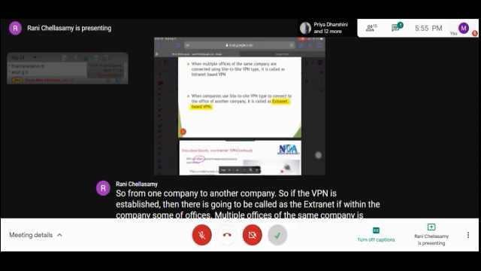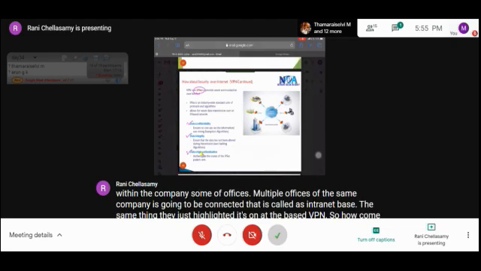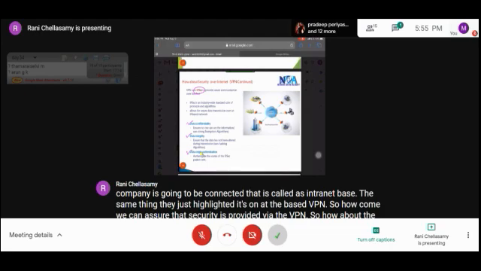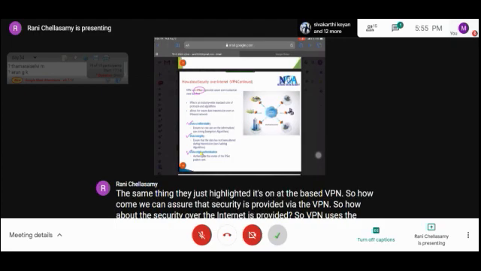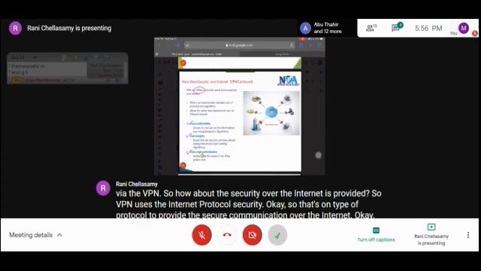So how can we assure that security is provided via the VPN? How is the security over the internet provided? VPN uses Internet Protocol Security. Okay, that's one type of protocol to provide secure communication over the internet. This IP security is an industry-wide standard suite of protocols and algorithms. This allows secure data transmission over an IP-based network.